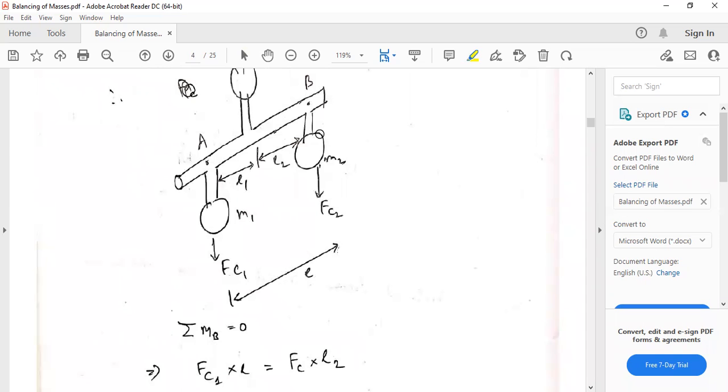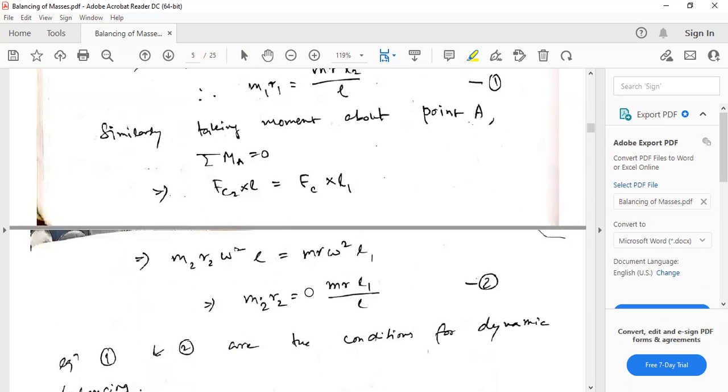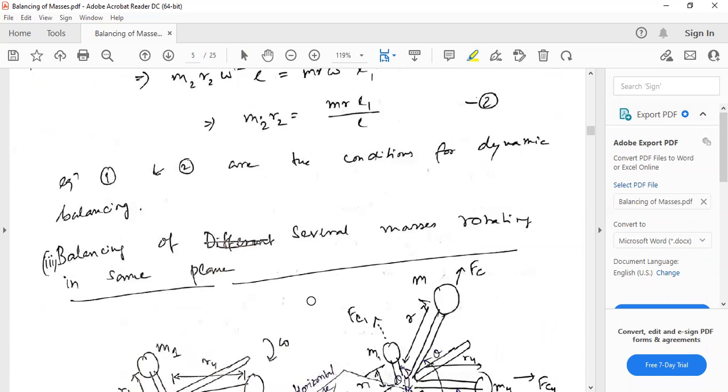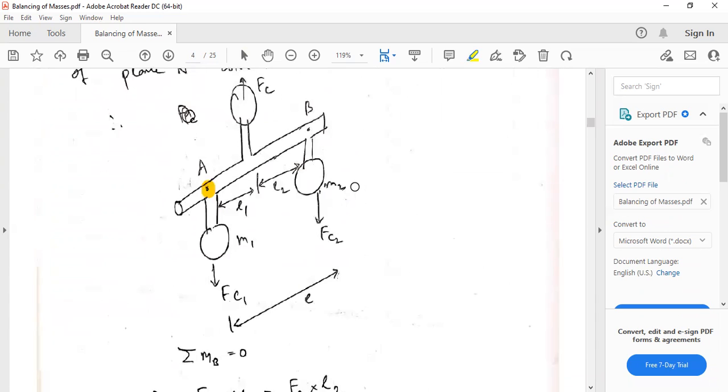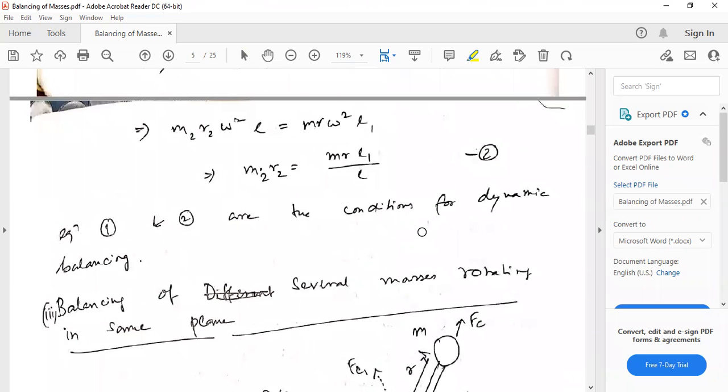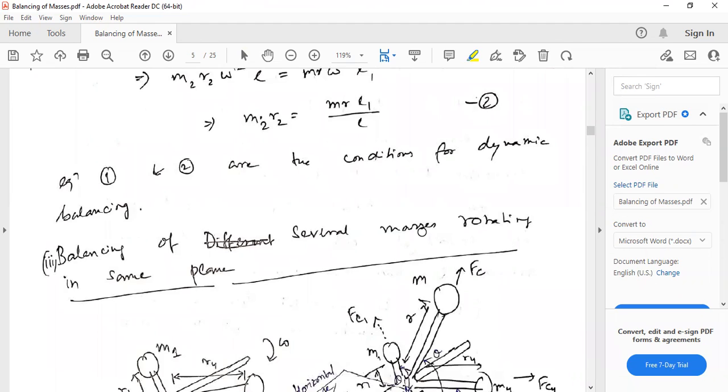Similarly, M2R2 can be found if we take the moment about A. About A, we can find M2R2 equal to MRL1 by L. These are called dynamic balancing conditions. We will use them in later numericals. Let's see the use of this, we will see that in the coming numericals.